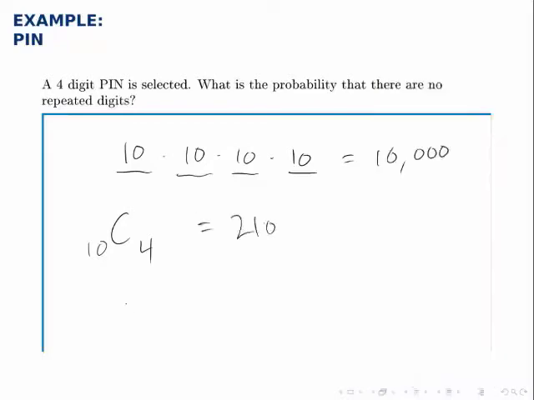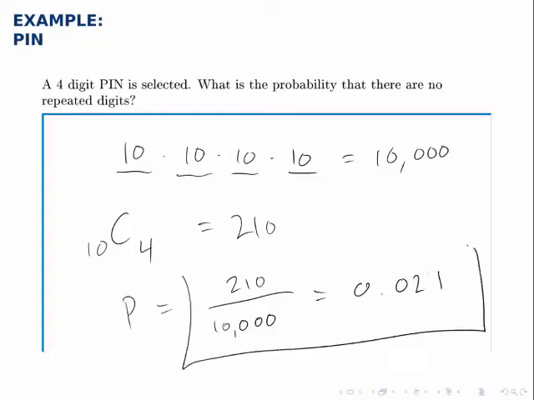So the probability that that happens randomly is the number of ways that can happen divided by the total number of possibilities for what can happen. 210 divided by 10,000, which as a decimal is 0.021. So about a 2% chance that no digits repeat.